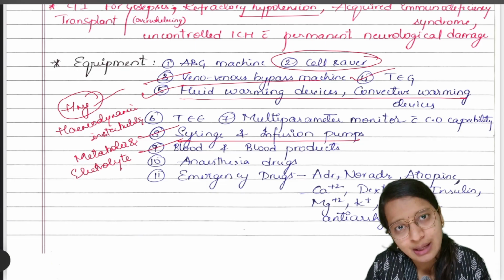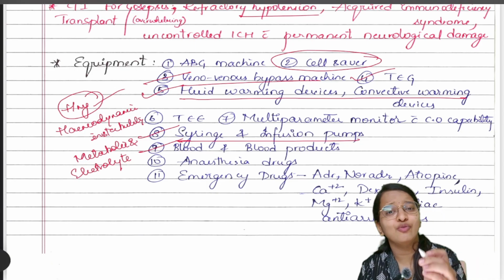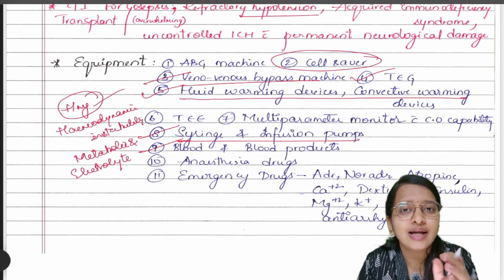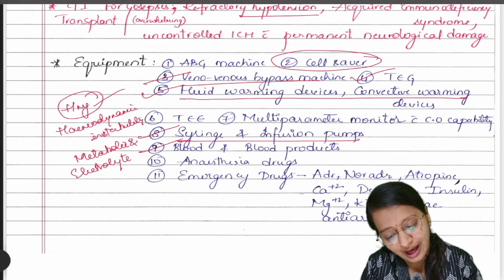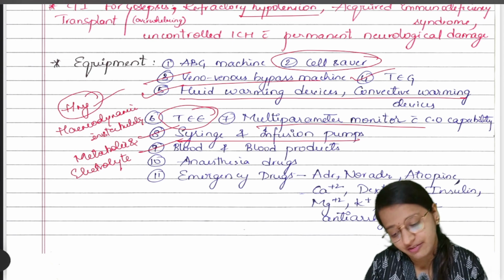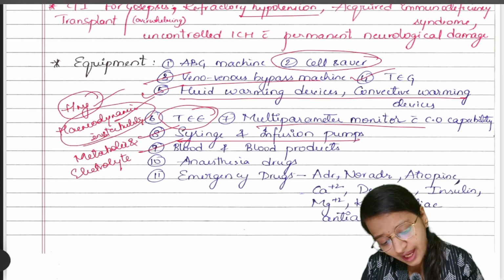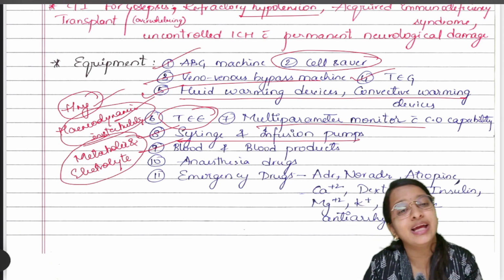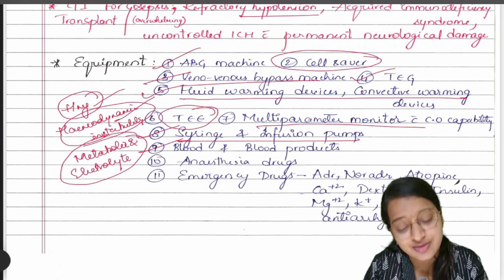So there is hemodynamic instability. I have to know what the cardiac status is. So I have to have transesophageal echo and multi-parameter monitoring for it. So done. And for these derangements, I have to have ABG and electrolyte machines, right?